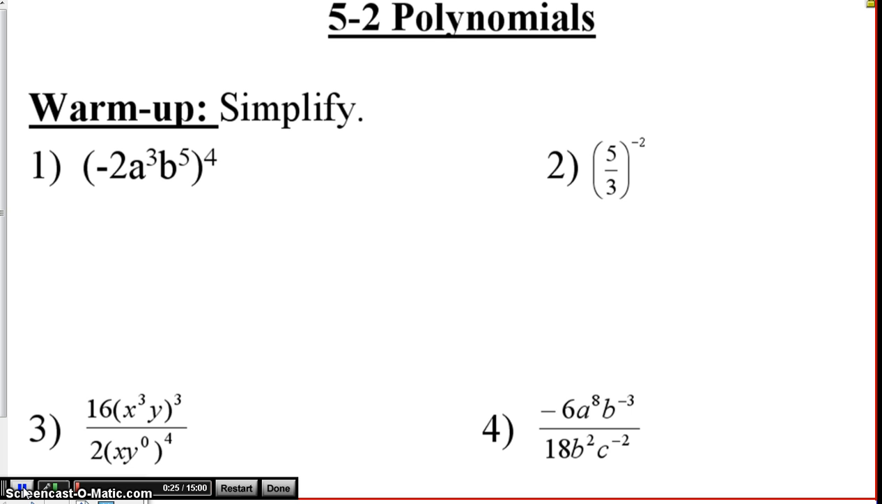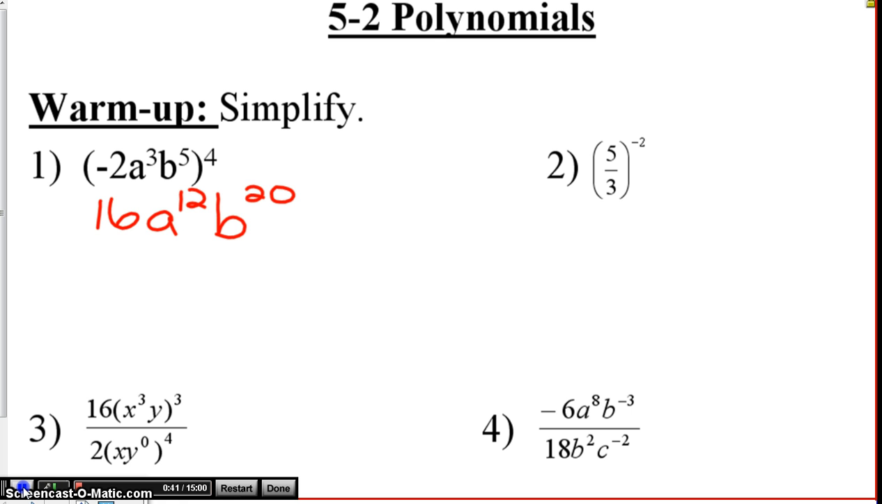The answer to number 1, when we have a power to a power, we apply our rule. We take -2 to the 4th power, which is 16. Then we multiply our exponents, a to the 12th, b to the 20th.